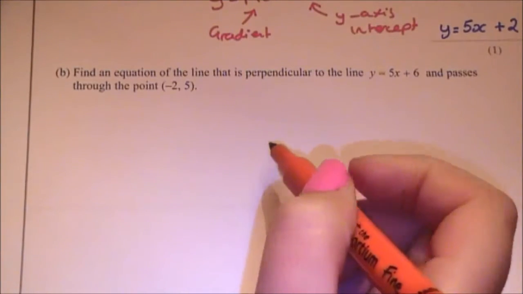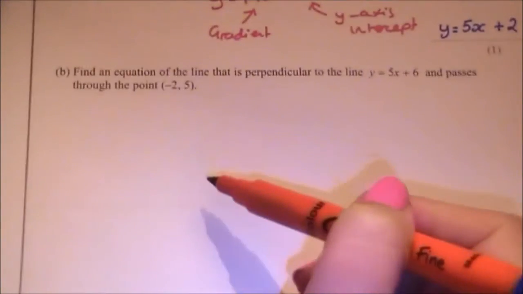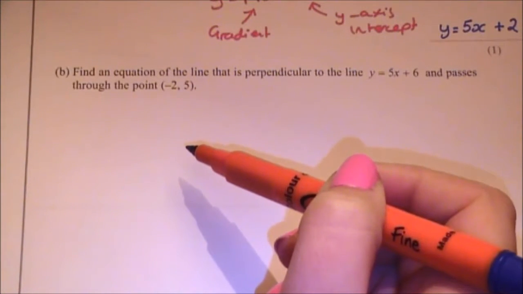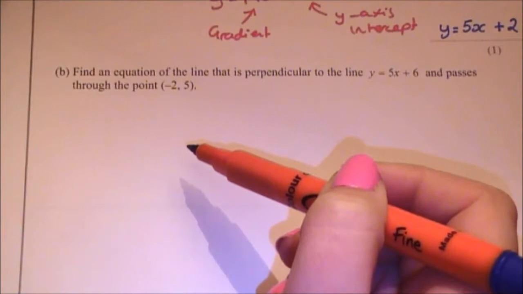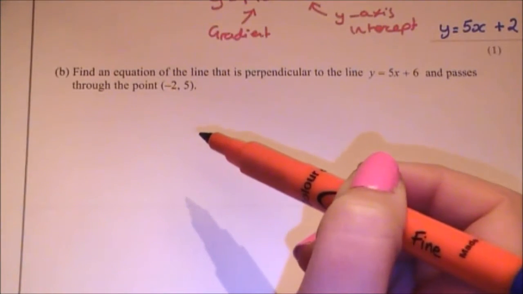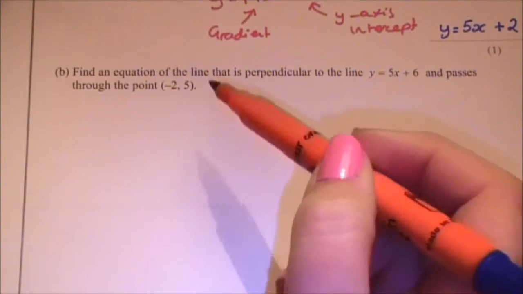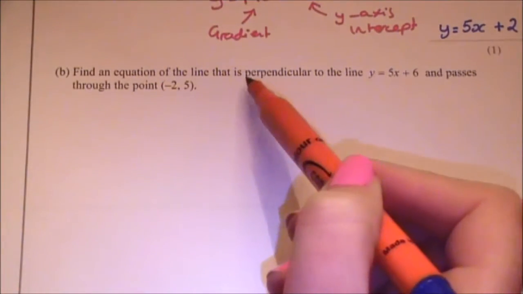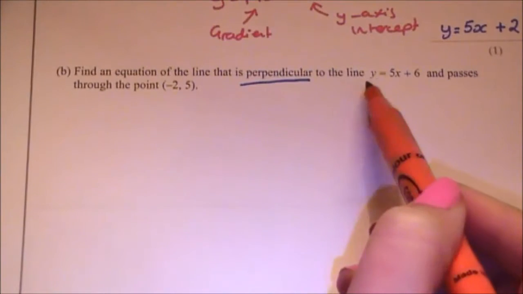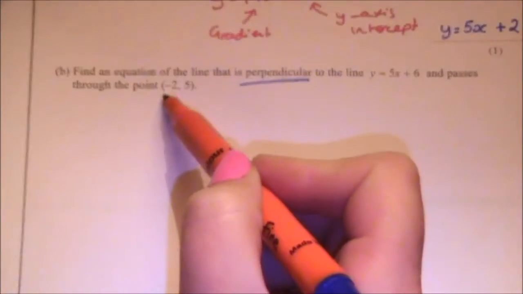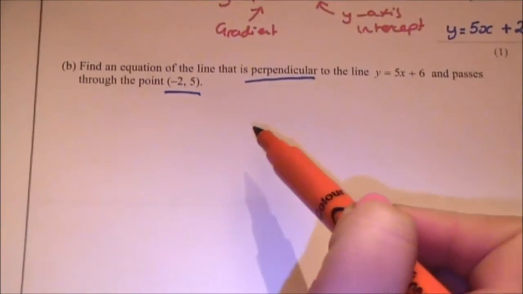Question B is a tricky one, and you'll find that when I work this out, I'm going to be working in decimals. If you've worked in fractions, that's fine. Just make sure you check with the mark scheme or ask one of the teachers whether or not you've actually done it correctly. Okay, so there's a lot involved in this question. We need to find an equation of a line that is perpendicular to the line y equals 5x plus 6 and passes through the point -2, 5.